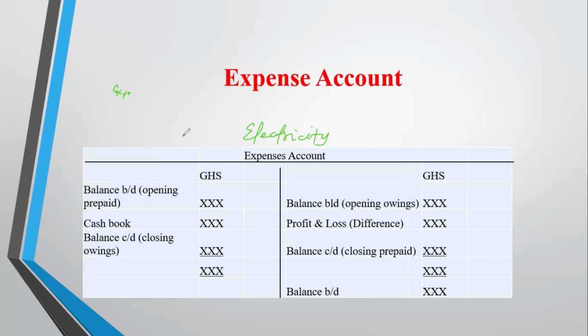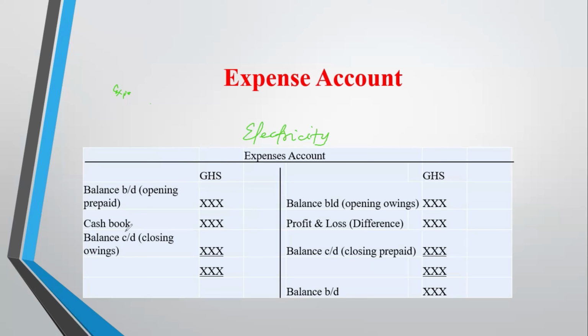So it means the cash book will be credited, and the expenses account will be debited. That is what you are seeing here as the cash book. So you debit the expenses account with the amount that was paid for that particular year. Then after that, you balance your account. This time, the question has already given you closing owings and closing prepaid.